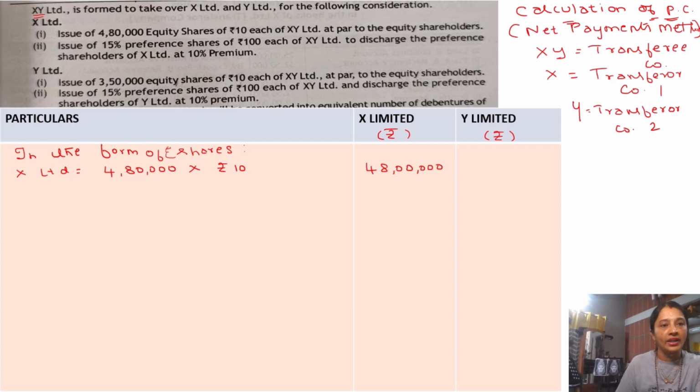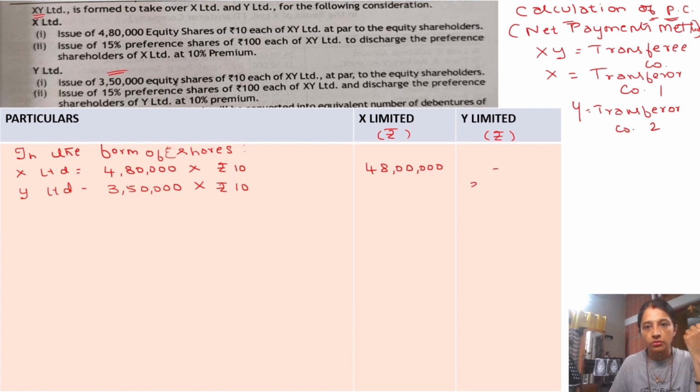Next, for Y Limited, how many equity shares they have given? Look here, 3,50,000. 3,50,000 equity shares of rupees 10 each. So 3,50,000 into 10, that comes up to 35 lakhs.